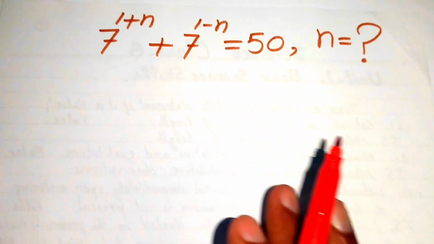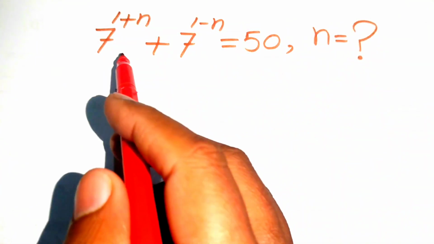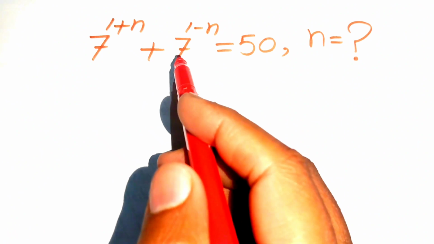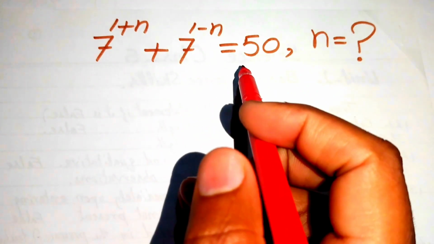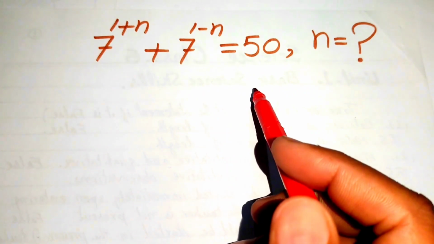In this video we are going to solve this math algebra problem, and here we have 7 to the power of 1 plus n plus 7 to the power of 1 minus n equals 50, and we will solve this problem for the values of n.